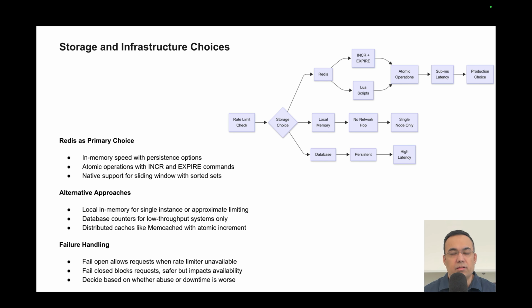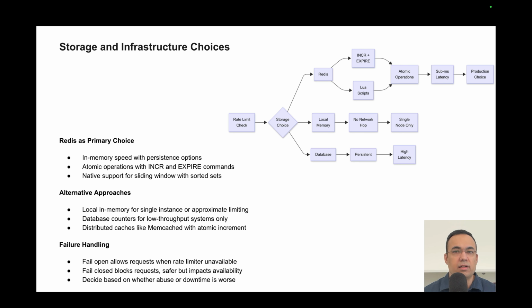Failure handling is critical. Fail open means allowing requests when the rate limiter is unavailable. This prioritizes availability over protection. Fail close means blocking requests when the rate limiter is unavailable. This is safer, but it does impact availability. We should decide based on whether abuse or downtime is worse for our specific use case. Most consumer facing services fail open because a few minutes of unlimited requests is better than a complete outage.